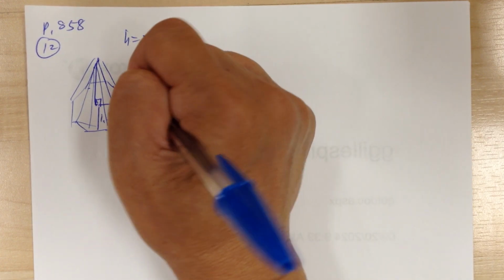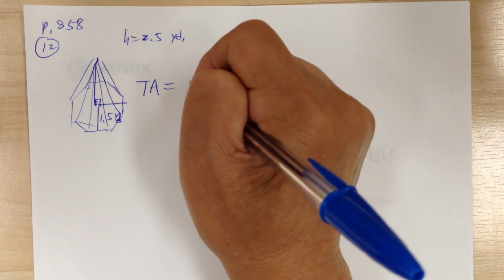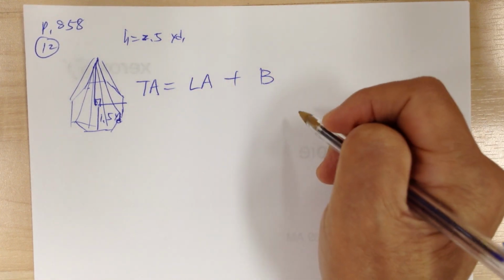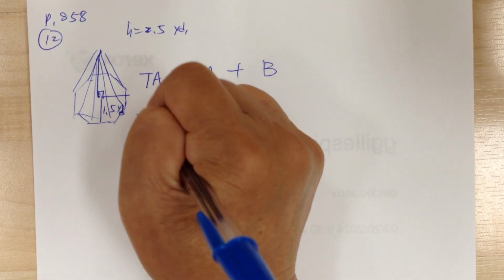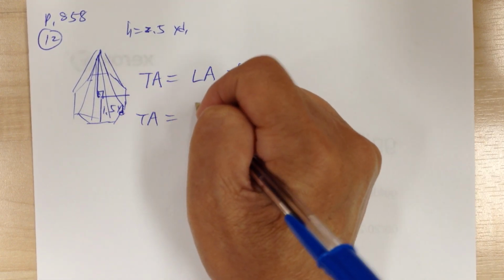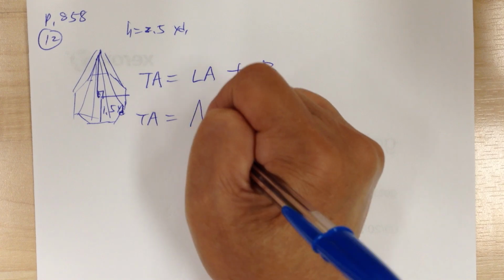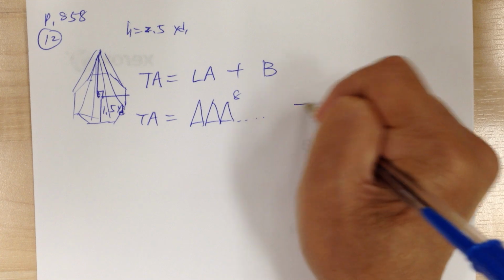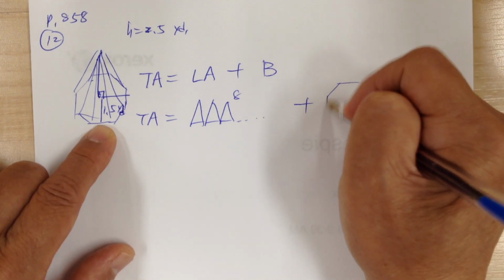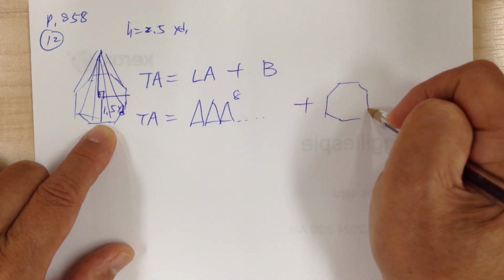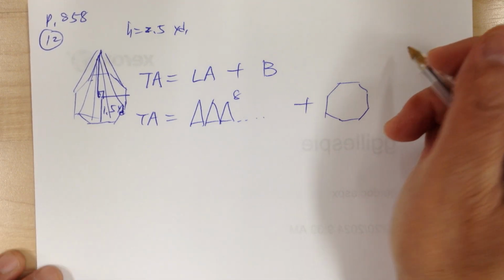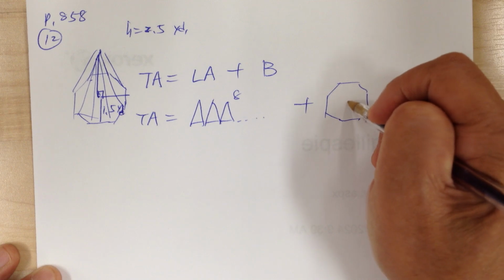Okay, so surface area, the total area equal to the lateral area plus one base. So the total area equal to, okay, you have to open it up, so you're going to get 8 of these triangles. So there are 8 of them, and the base area is an octagon. Okay, and so now let's go ahead and do this.